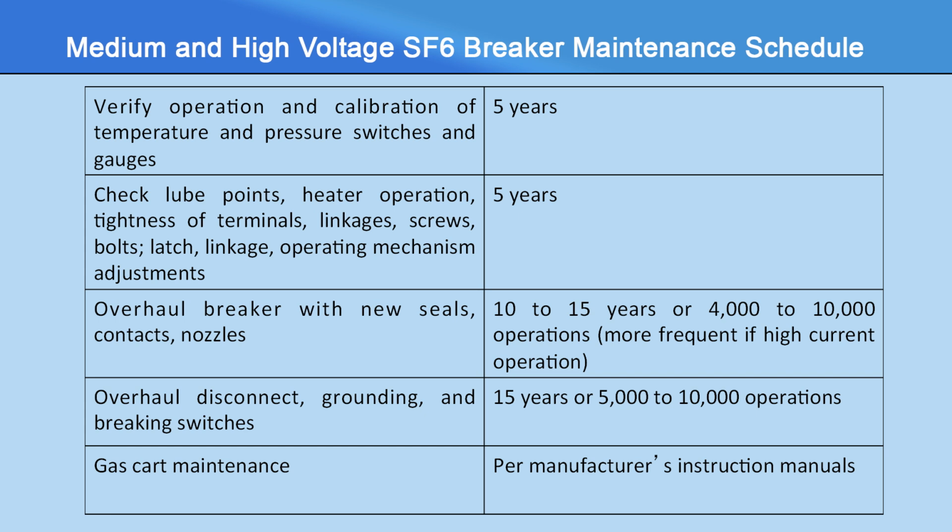Next is overhaul breaker with new seals, contacts, nozzles. This is performed at 10 to 15 years or 4,000 to 10,000 operations, whichever is more frequent. Next is overhaul disconnect, grounding, and breaking switches. This is performed every 15 years or 5,000 to 10,000 operations, whichever is more frequent. And the last one is the gas cart maintenance, which is performed as per manufacturer's instruction manuals.